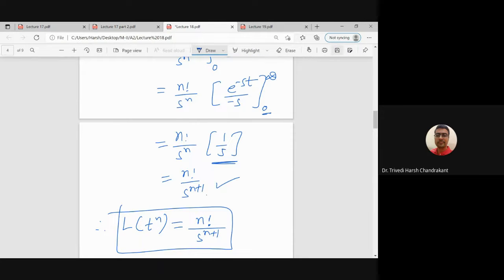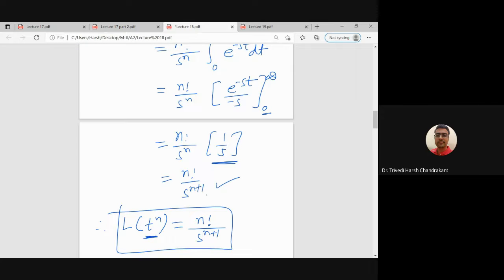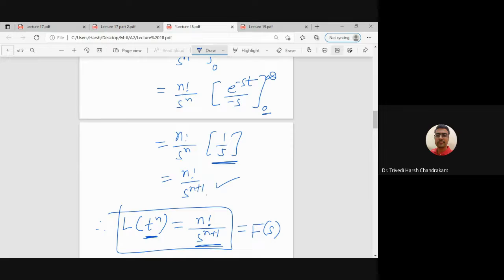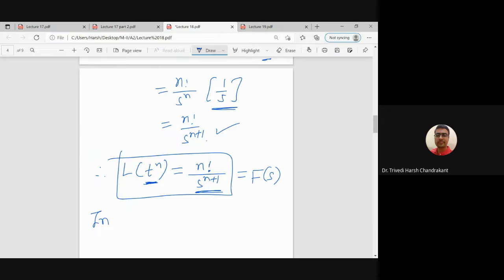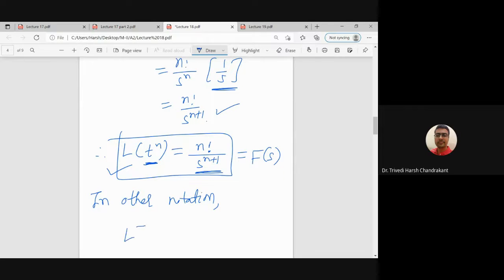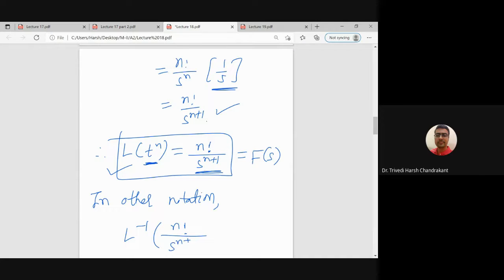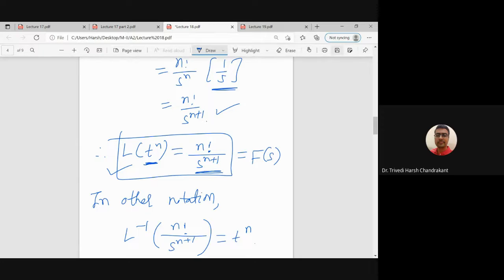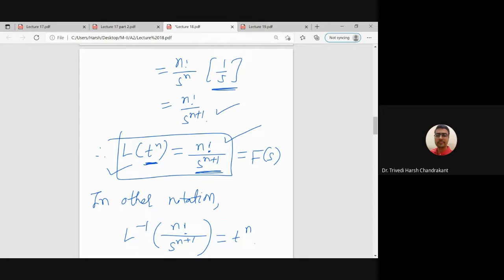Now we can understand the notation: whenever we find the Laplace transform of a function of t, we get a function of s. That corresponds to the function f(t), so we will denote it by capital F(s). In other words, we will also use for the same formula: the Laplace inverse of n factorial by s power n plus 1 is nothing but t power n. So whenever we have the Laplace transform of t power n as this function, its inverse is this function. That is this notation.